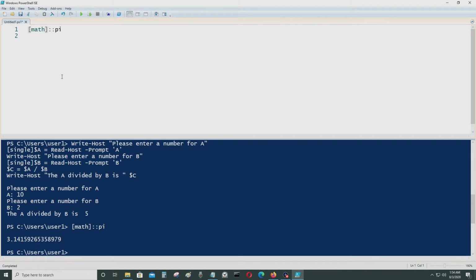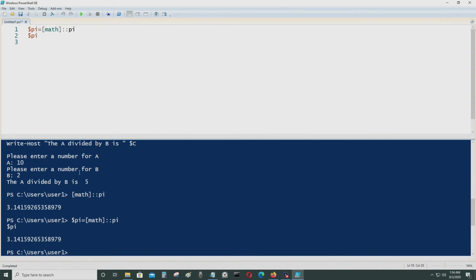So we'll put pi is equal to math pi. Let's try this. Okay, we could declare constants.